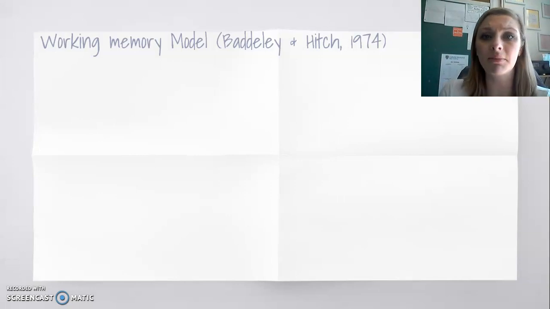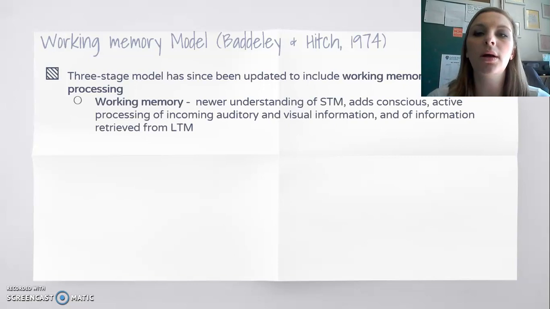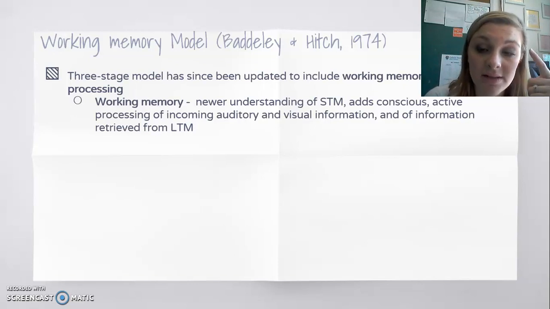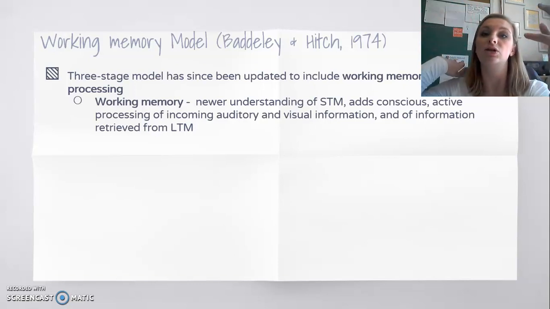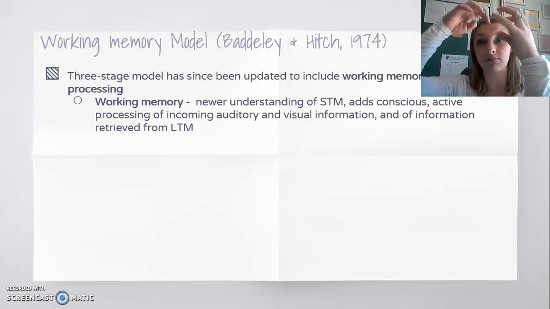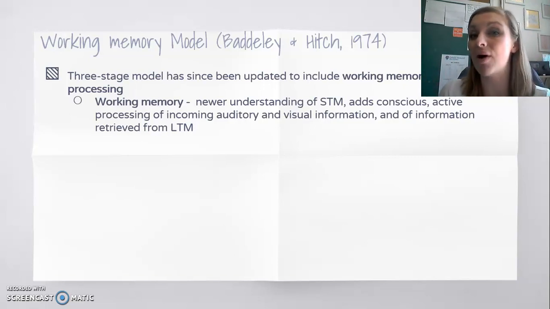Baddeley and Hitch then came up with the working memory model. What they did is they expanded on the three-stage model to include working memory and automatic processing. Working memory is a newer understanding of short-term memory. What this does is it adds a conscious, active processing of incoming sounds and sights. And it's also information that is coming back from long-term memory. So it's the information that's coming in, our auditory and visual information, but it's also information coming back from our long-term memory. So it's the place that we go to work together to make sense of it. Working memory is the processing area, where we process information.